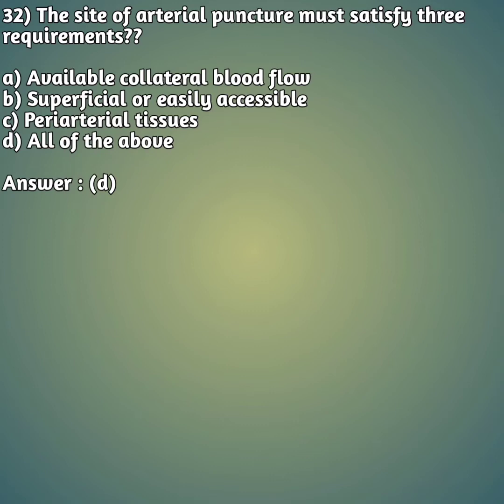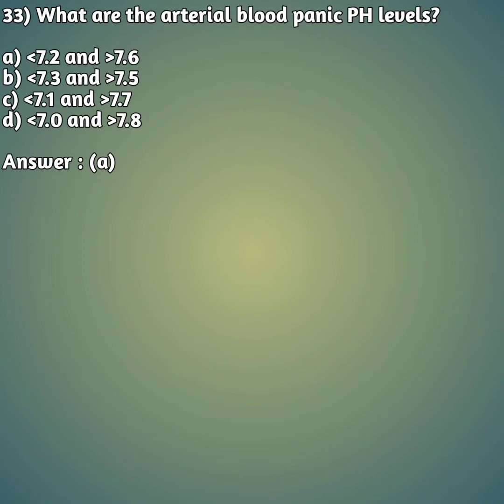Moving on to our 33rd question. What are the arterial blood panic pH levels? Option A, less than 7.2 and greater than 7.6. Option B, less than 7.3 and greater than 7.5. Option C, less than 7.1 and greater than 7.7. Option D, less than 7.0 and greater than 7.8. So the right answer is A, that is less than 7.2 and greater than 7.6.